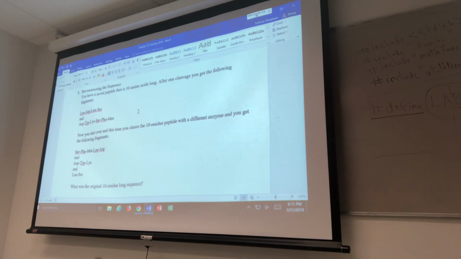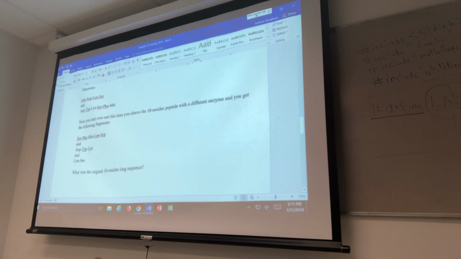Then they start over. They do the experiment again with the same 10 amino acid long peptide, and they use a different enzyme this time. And this different enzyme decides to cut it into three pieces this time. Only from these two experiments, you're tasked with trying to figure out what the original DNA sequence was. Okay, and here's how you do it.